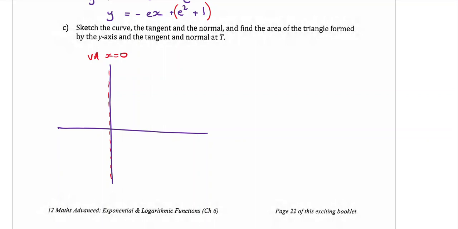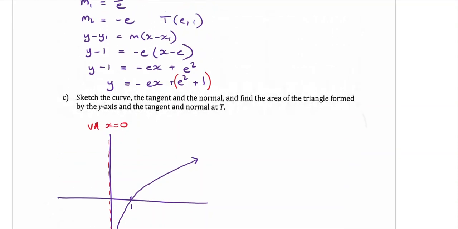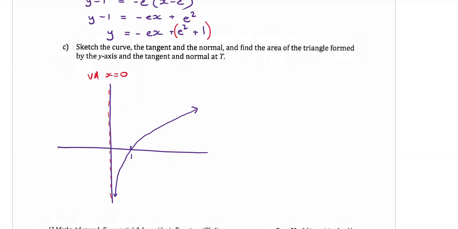Then, where is my x-intercept? 1. Remember? 1. Okay. Then we know the shape is going to be coming around like this. But there's probably at least one other point we should show, which is the point T. Yes? Because that's the point this is all about. So the point T was (e, 1). I'm going to put e there, which means 1 will be there. This is my point T.